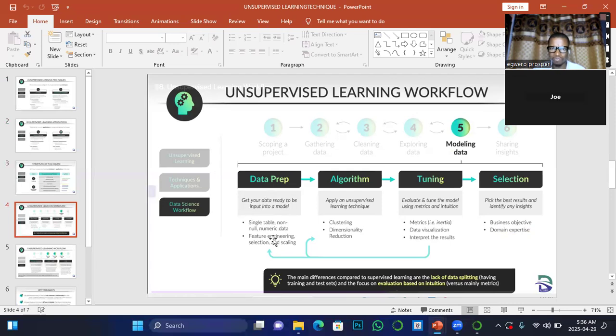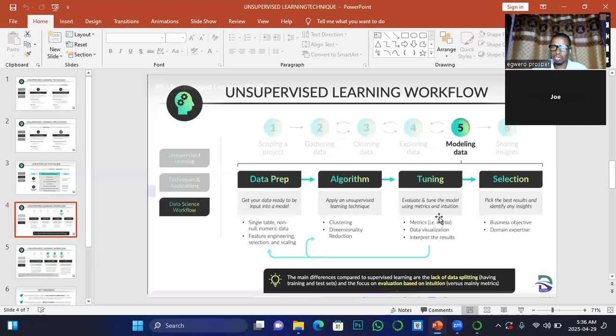We are going to select features. We are going to do feature engineering, which means that we are going to regenerate some headings from the data in order for us to get what we are going to be selecting as features. We are going to be scaling. That scaling means we are going to be weighing how important this column is, then we pick it. The ones that are not important, we drop them. That is what the dimensionality reduction is talking about. So we are going to also work with what? Algorithm. Under algorithm, we are going to be applying an unsupervised learning technique, such as clustering, dimensionality reduction.